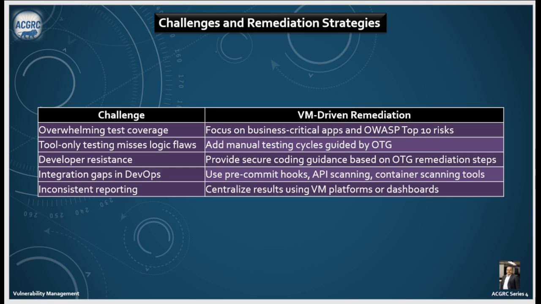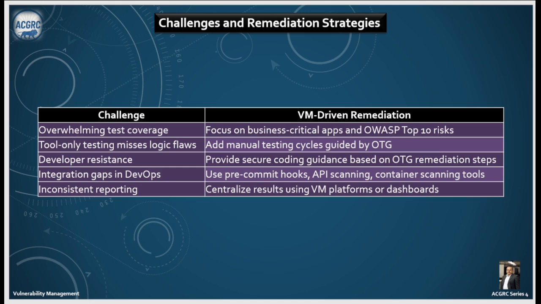The next challenge is testing happens too late. Well, if testing is left until after development, it's harder and costlier to fix. The remediation is to integrate your OWASP-based checks into the DevSecOps pipelines. Use pre-commit hooks. Use unit tests for security logic. Make testing a part of development and not an afterthought.